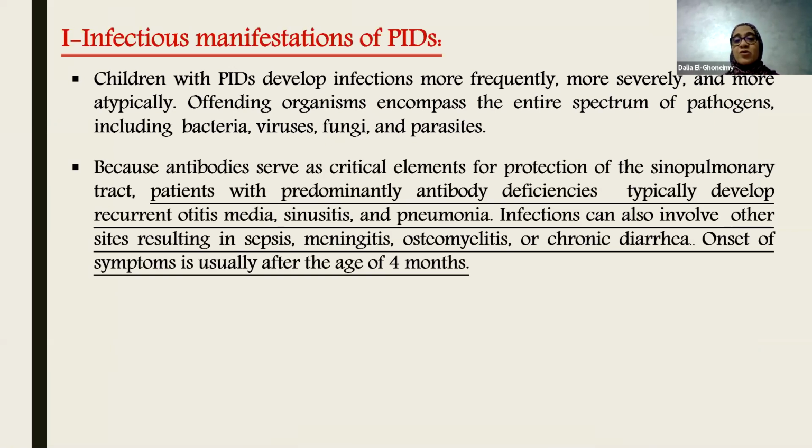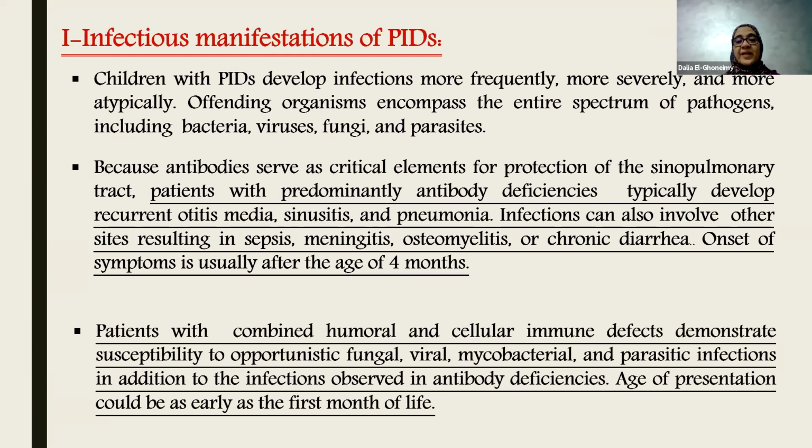And because antibodies serve as critical elements for protection of the sinopulmonary tract, patients with predominantly antibody deficiencies typically develop recurrent sinopulmonary infections, recurrent otitis media. Infection can also extend to other organs, resulting in meningitis, osteomyelitis, or chronic diarrhea. However, because of the protective effect of maternal antibodies that pass transplacentally, onset of symptoms is usually delayed to the age of 4 months or slightly later.